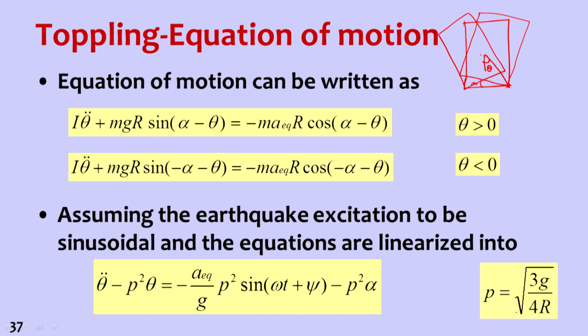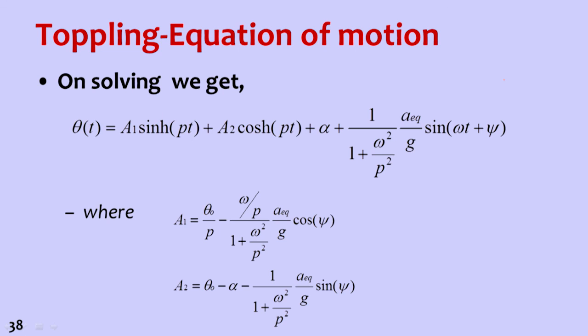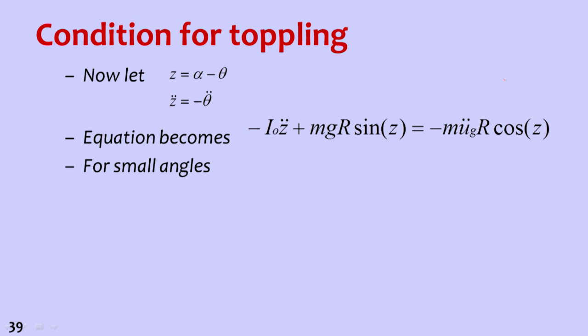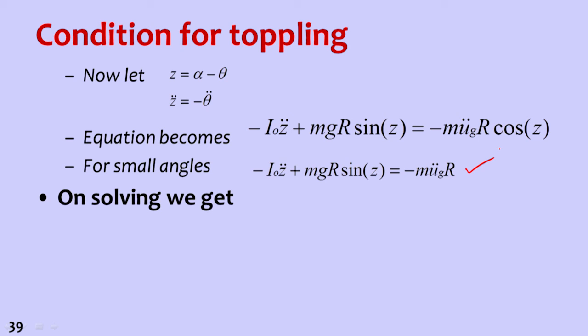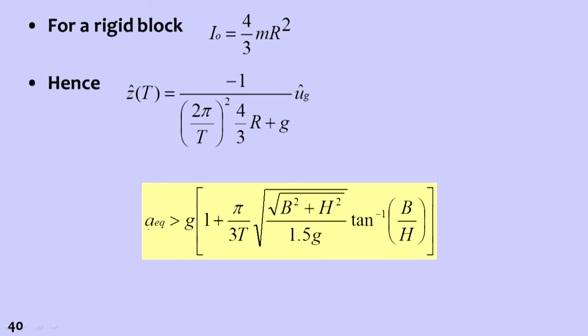P is the frequency parameter, 3g by 4R, where R is the distance from the center of mass or center of gravity up to the diagonal length. On solving we get theta, a very complex equation. The condition for toppling is z equal to alpha minus theta, z double dot is minus theta, and finally the equation becomes this. For small angles we use this equation, and solving we get z in the frequency domain. With this we get the condition that if peak acceleration is greater than g times all this factor, that is the condition for toppling.